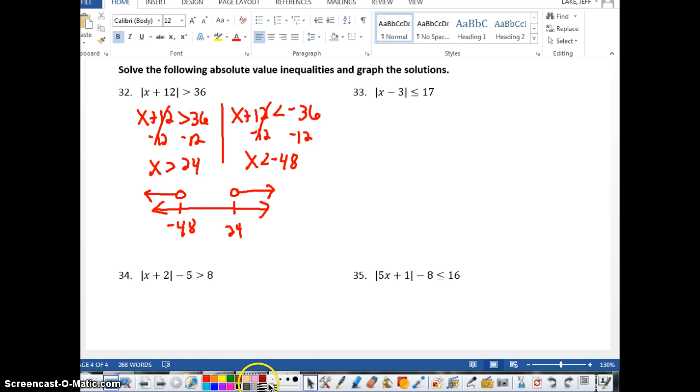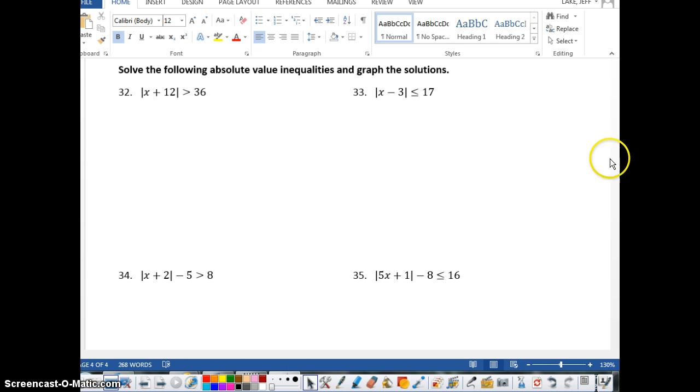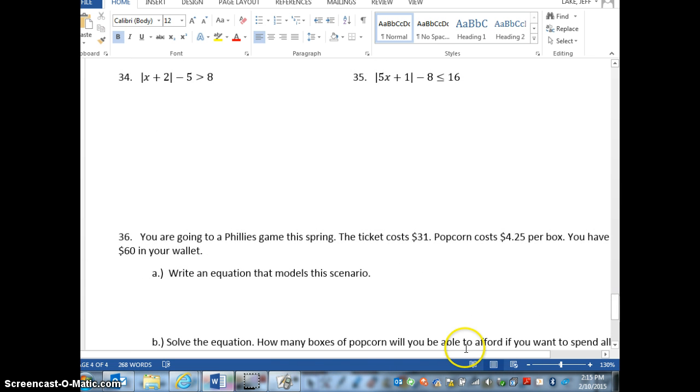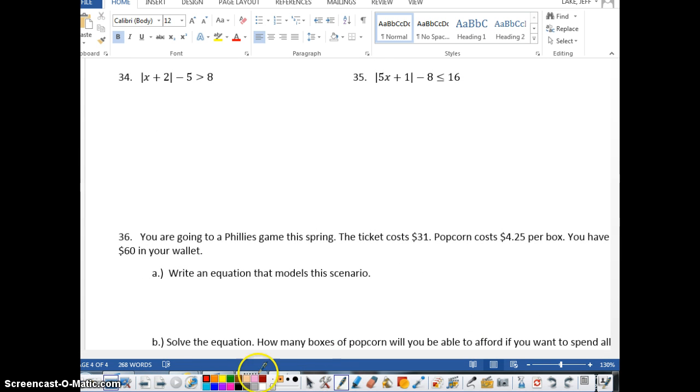All right, so for number 34, we're going to first have to add that 5 to the 8. We need to make sure we get the absolute value isolated by itself. So we're going to add 5, add 5. So when I do so, I have the absolute value of x plus 2 is greater than 13. And now I take that x plus 2 and make it greater than 13. And then the second part is the x plus 2 is less than negative 13.